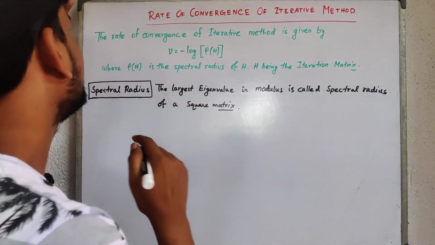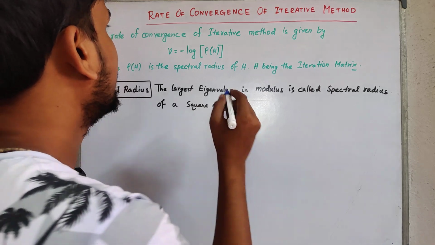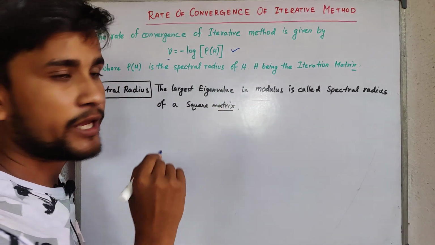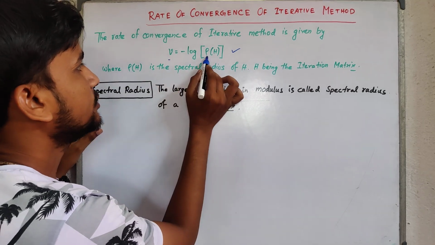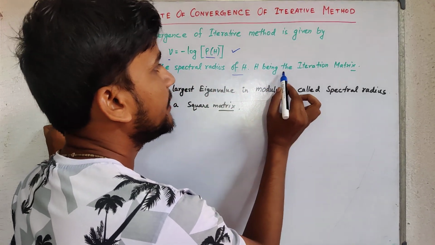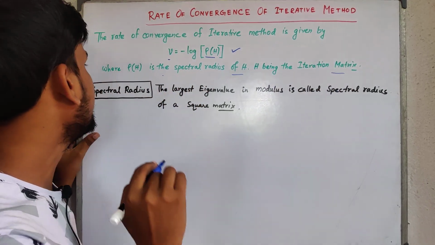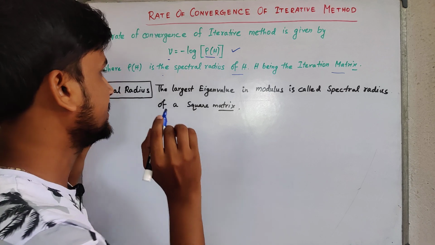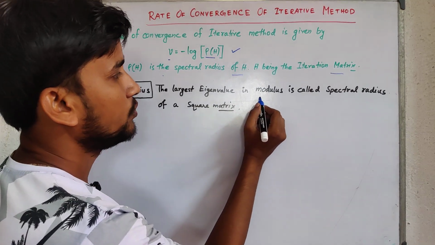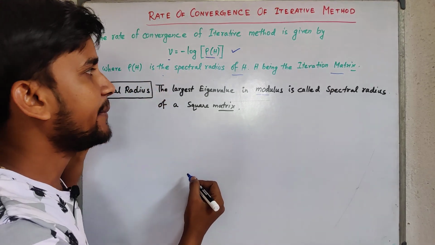So now let's start. It says the rate of convergence of an iterative method is given by v equal to minus log of rho of H. So what is this rho of H? Rho of H is the spectral radius of H, H being the iteration matrix. And what is the spectral radius? The largest eigenvalue in modulus is called the spectral radius of a square matrix.